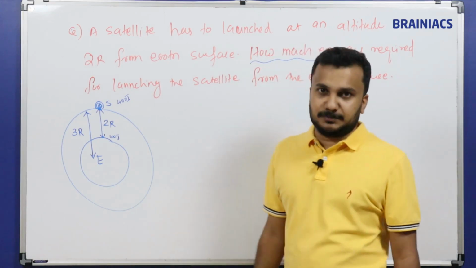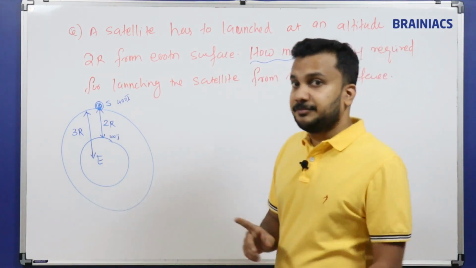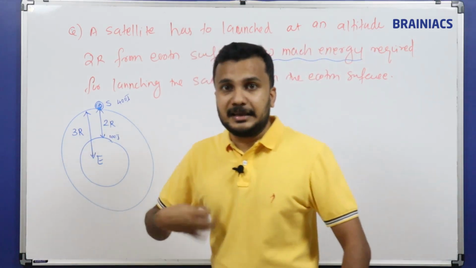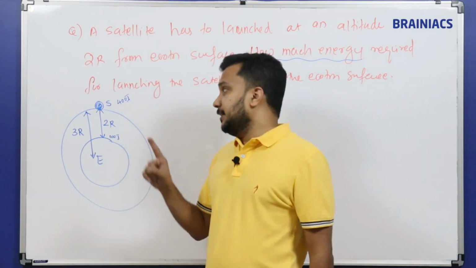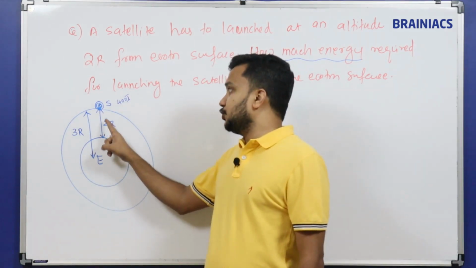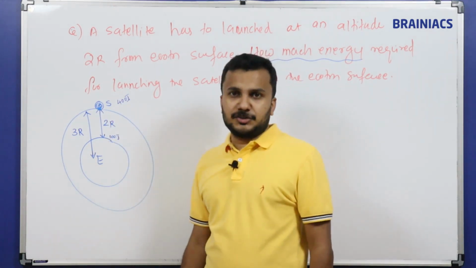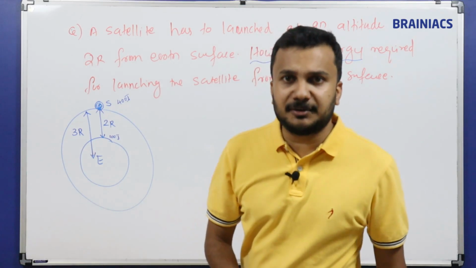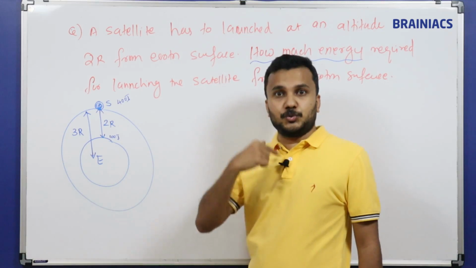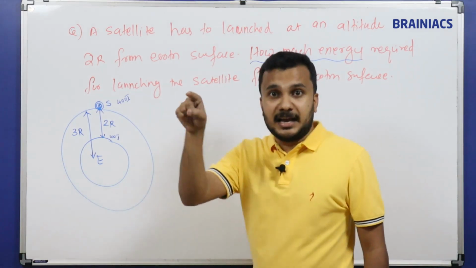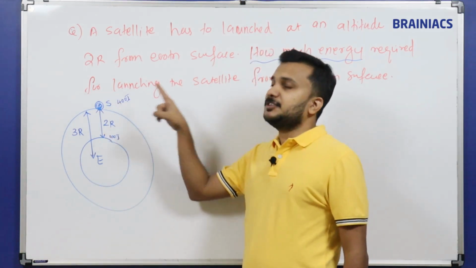Now the question is how much energy is required. If I am giving you a hint saying that at the Earth's surface it is 100 joule, and if the satellite is at a distance 2r away from the Earth's surface, its energy is 400 joule, how much energy have you given? You will say 400 minus 100. You will say 300 joule is the extra energy I have given to the satellite to lift it from the Earth's surface to this point.